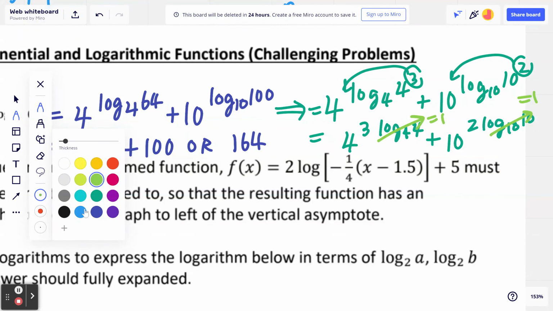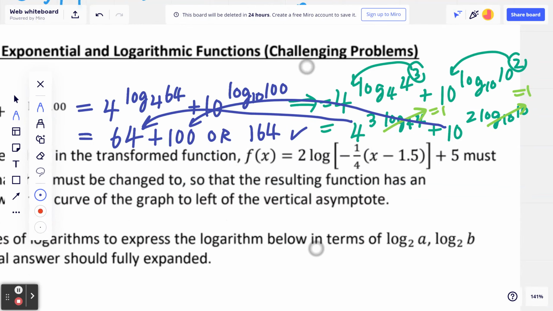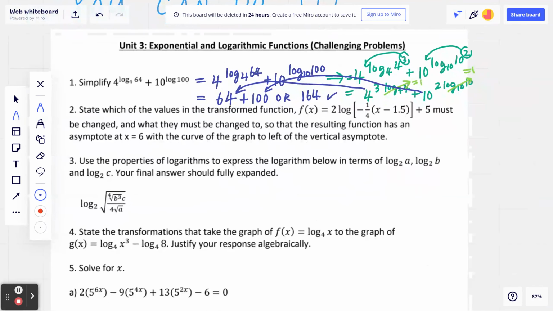And very quickly, you will discover 4 to the power of 3 goes back to 64, and 10 to the power of 2 goes back to 100, which means the final answer is going to be 164. Again, you can always grab your calculators and double check. That works as well. Let me show you that quickly.